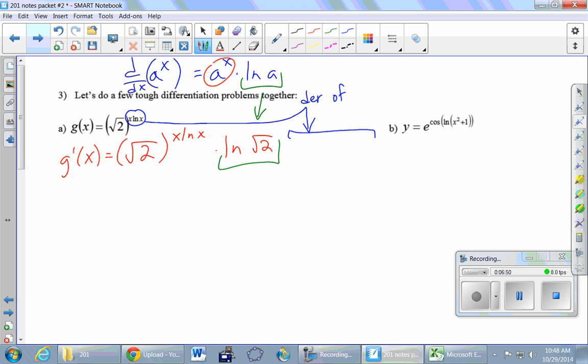That is a product, right? It's x times ln of x. So the product rule goes in here. The product rule says first times the derivative of the second. So x times, what's the derivative of ln x? 1 over x.